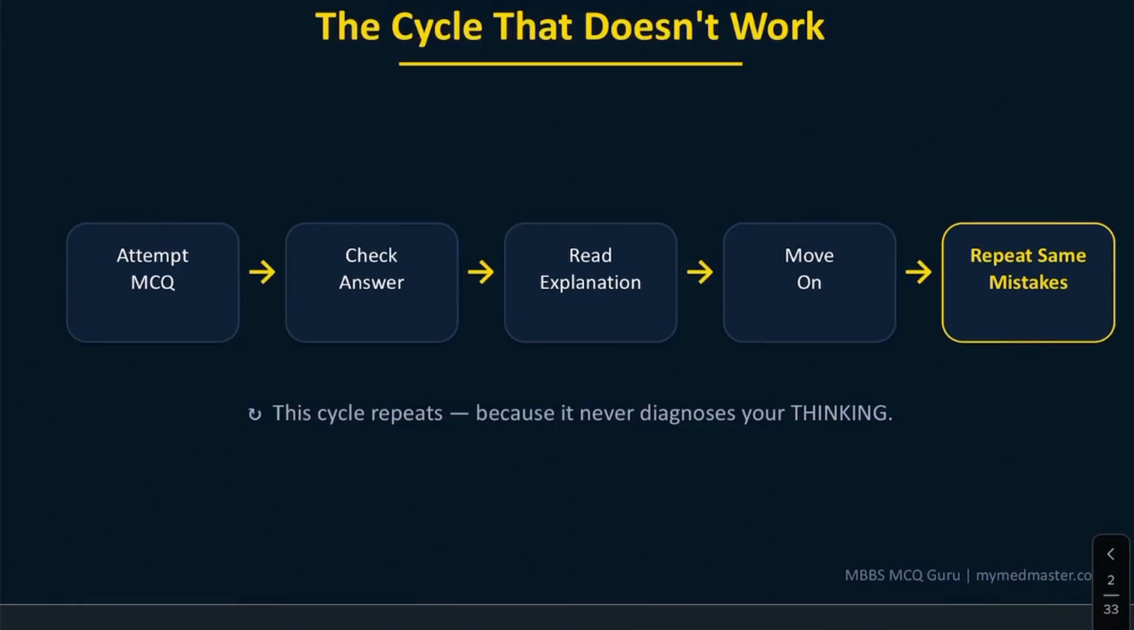Typically, this is what most students do. They attempt an MCQ, they check the answer, they read the explanation, and they move on. So they keep on repeating the same mistake over and over. The explanation tells you what the right answer is, but it never tells you what went wrong in your thinking.